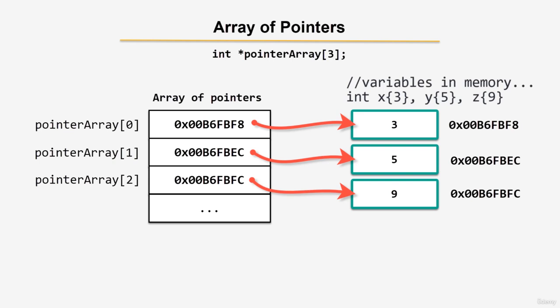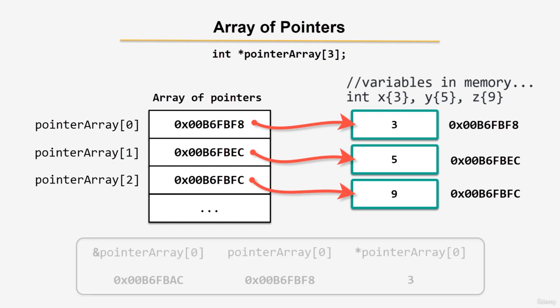In the illustration you can see we have an array of pointers, pointer array with the subscript 0. In other words, the first element of the array of pointers stores an address, and at that address it can store some value such as 3 in this example, and so on. And the third element in the array of pointers, with the subscript 2 of course, may store some address to an integer that stores 9 in memory, for example.